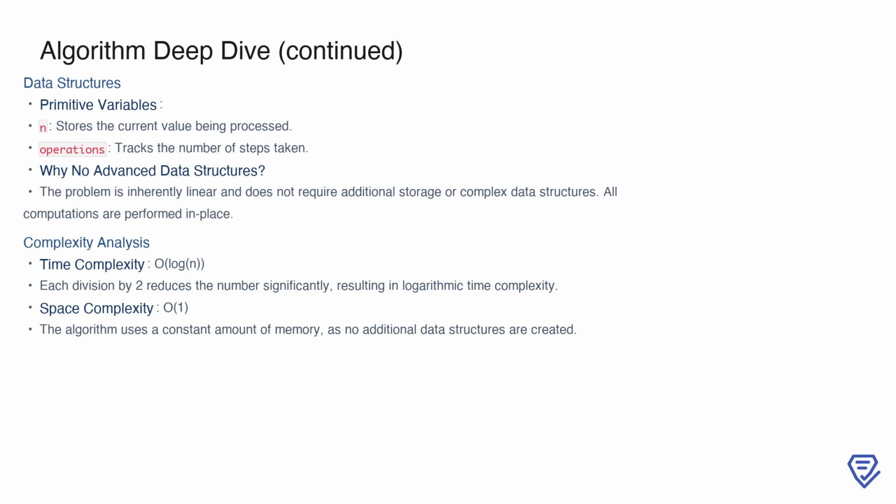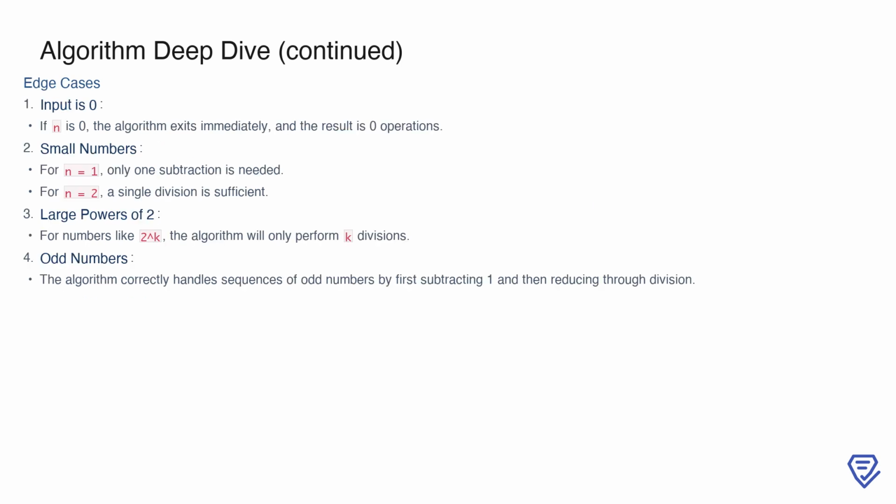In terms of time complexity, the algorithm operates in O(log n), because dividing by 2 repeatedly reduces the number exponentially. For space complexity, it is O(1), since no additional memory is used apart from the 2 variables. This makes the solution both space and time efficient. When implementing this algorithm, it's important to consider several edge cases to ensure correctness.